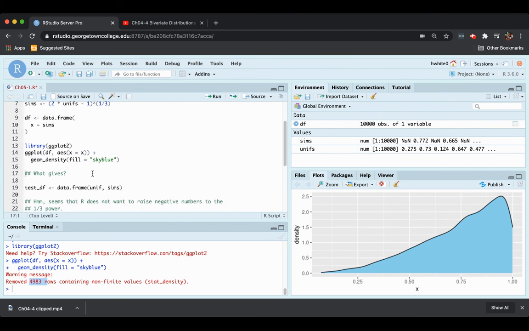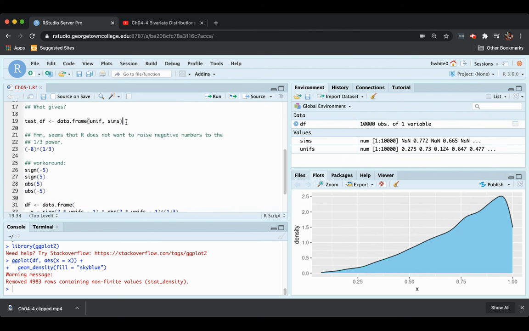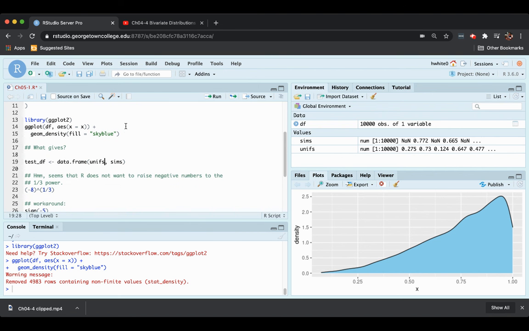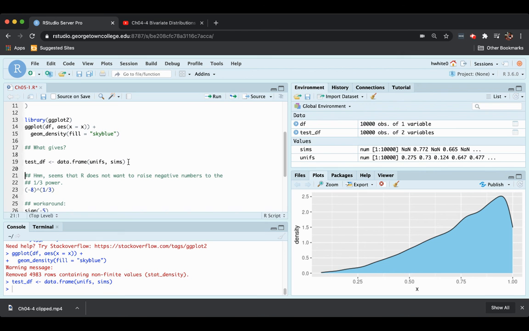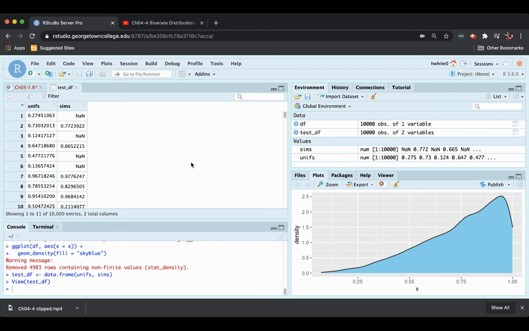So what's going on here? Let me make just another data frame with 2 columns in it: my unifs that I've already made and those sims. Okay, call it test df, and let's pop it up. And what I'm noticing is that when the unif is kind of big, close to 1, twice it minus 1 cube rooted is defined. But when the unif is kind of small, twice it minus 1 cube rooted is not defined. Like this one here, 0.13.